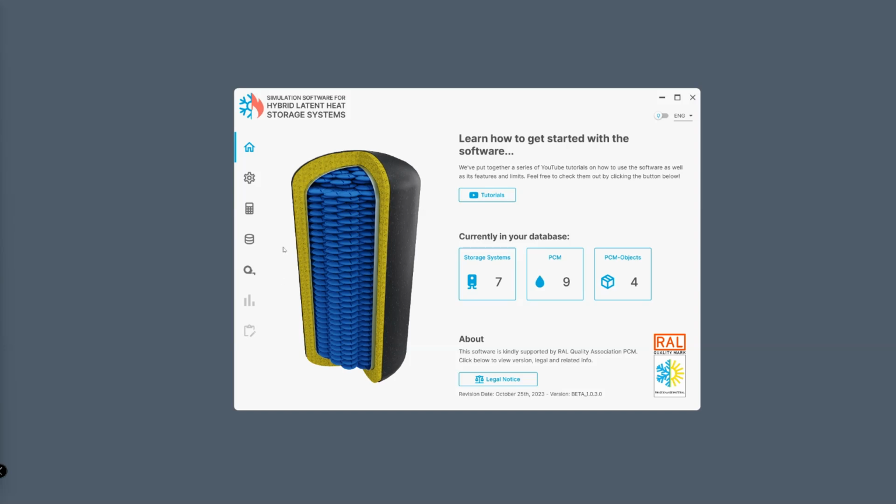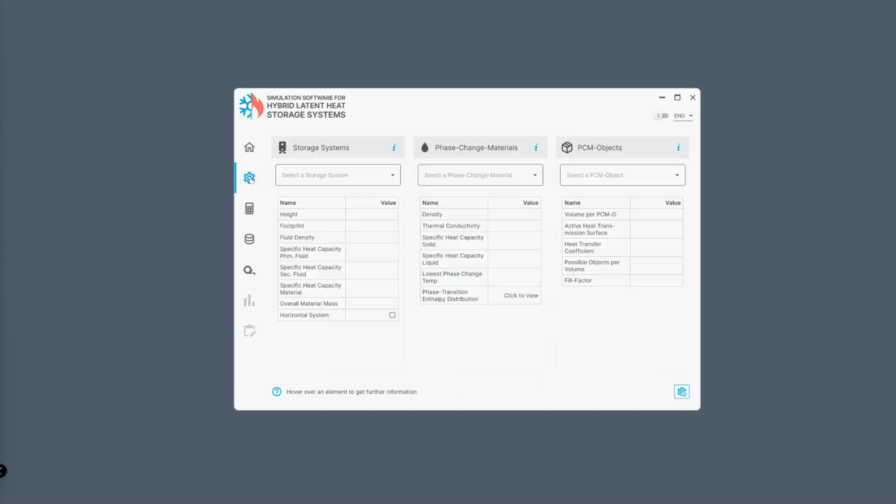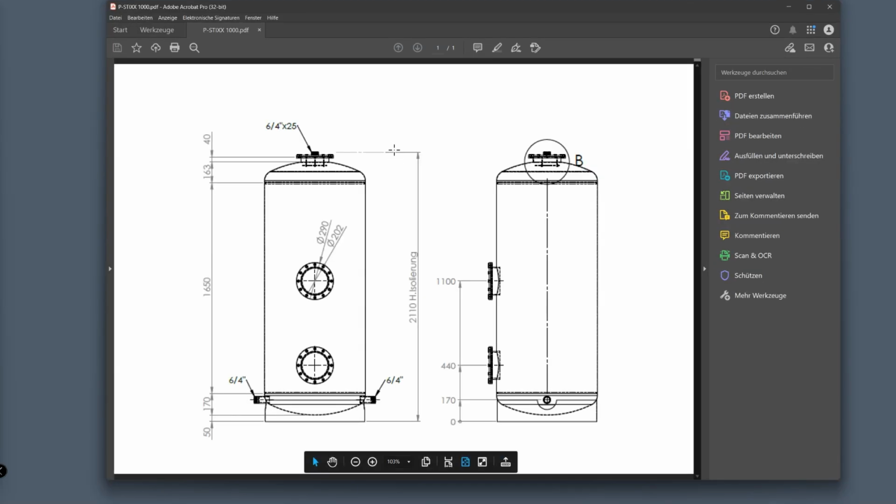Let's start with a simulation of a heat storage system. First, we choose the storage system. In this case, a storage system which was used in the university laboratory. With this information button, you can get access to PDF data holding the construction of this storage system.